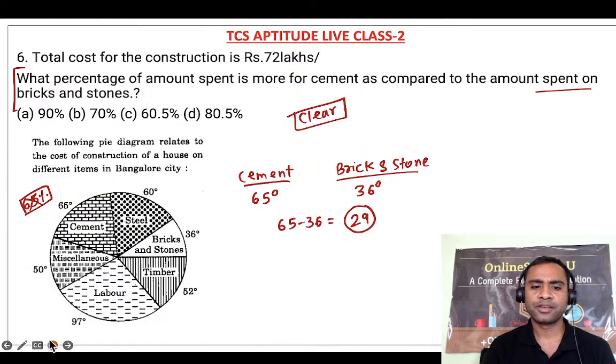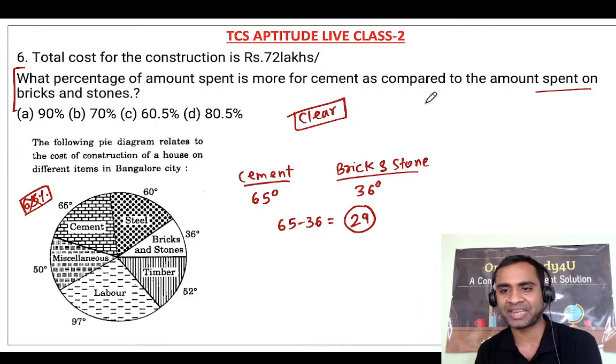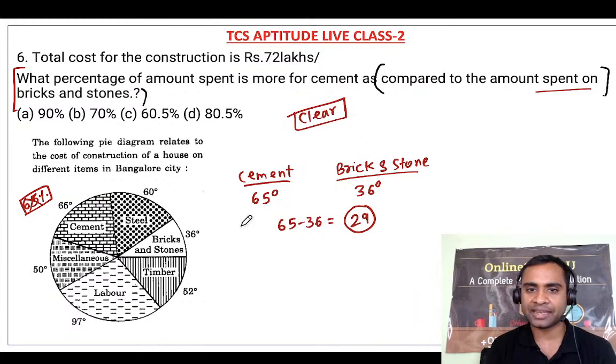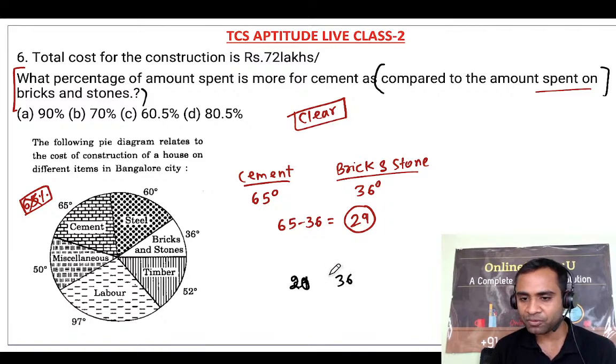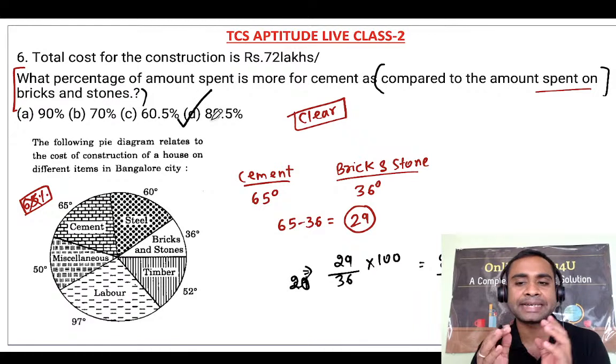So what percentage of the amount spent is more for cement as compared to the amount spent on bricks and stone? Now the comparison is happening from bricks and stone, so bricks and stone will come down. The difference is 29. Multiply by 100 to find the percentage, and this will give you around 80.5 percent. So option D will be the correct answer.